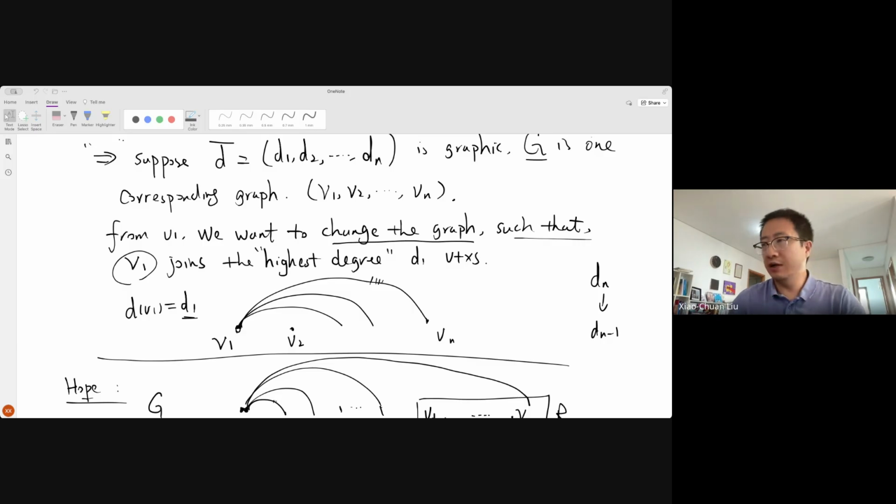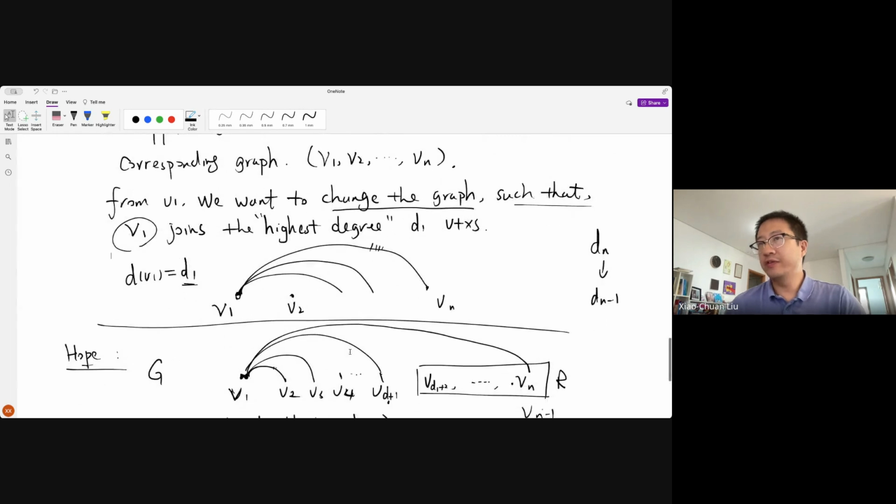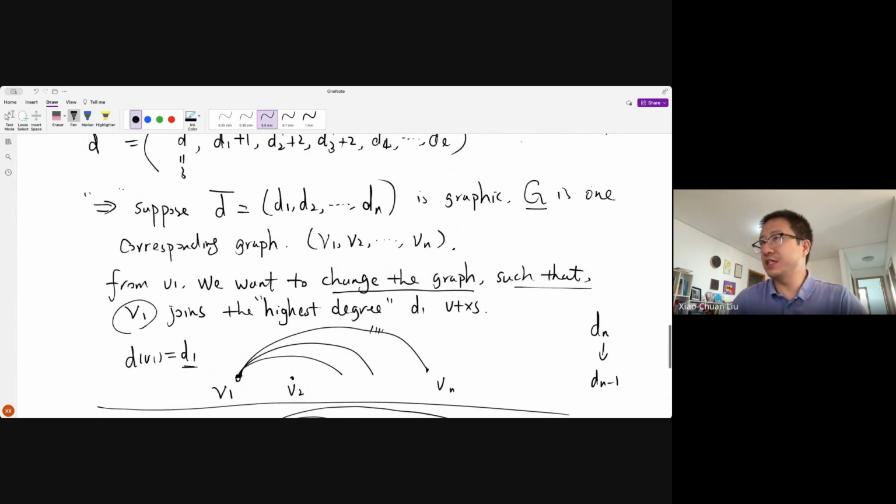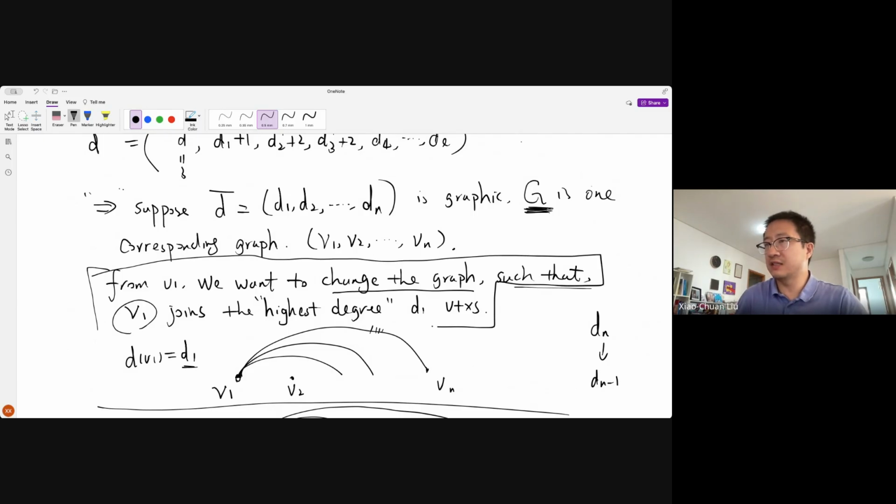Okay, so once you agree, this is our goal. We continue. The original graph G might not satisfy this, but this is something we hope for. We want to find a graph which satisfies this. Maybe it has the same degree sequence. We start from a graph G with this degree sequence. We want to somehow change the graph G, but with the same degree sequence, and it also satisfies this property. And then we can safely delete the first vertex V1.